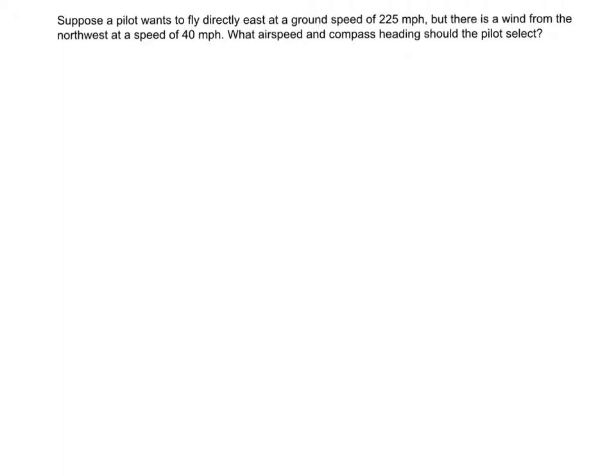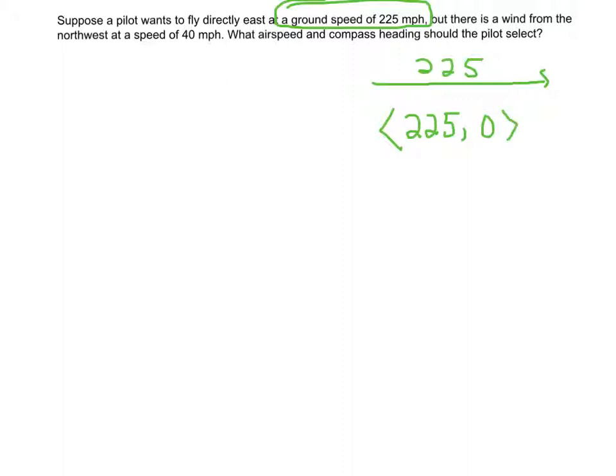So the first sentence is pretty vital that you understand what this is saying. It says, suppose a pilot wants to fly directly east at a ground speed of 225 miles per hour. So that is telling us that this is the resultant vector. It wants to travel at a ground speed of 225 miles per hour directly east. So our answer is going to be due east at 225 miles per hour. And what we have to do is figure out what two vectors were added together to give us that resultant vector. So I know my resultant vector is going to have an x-coordinate of 225 and a y-coordinate of 0.